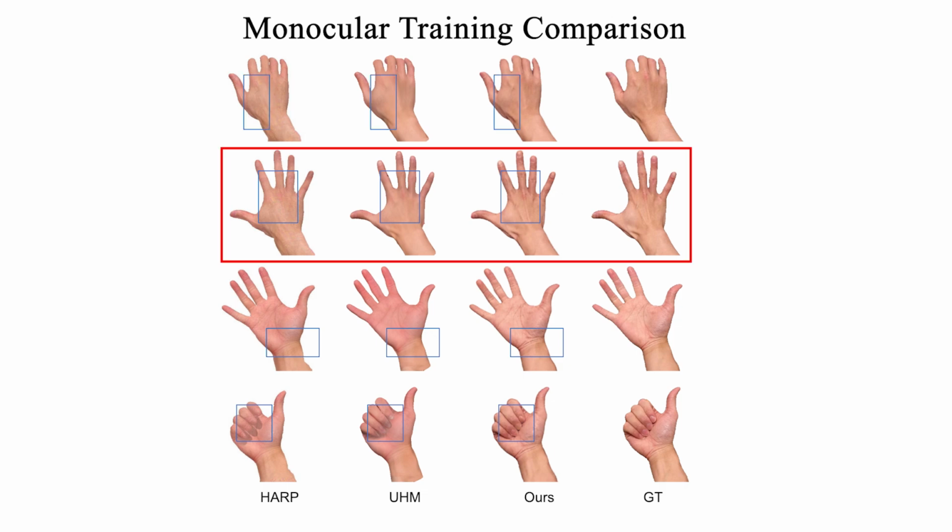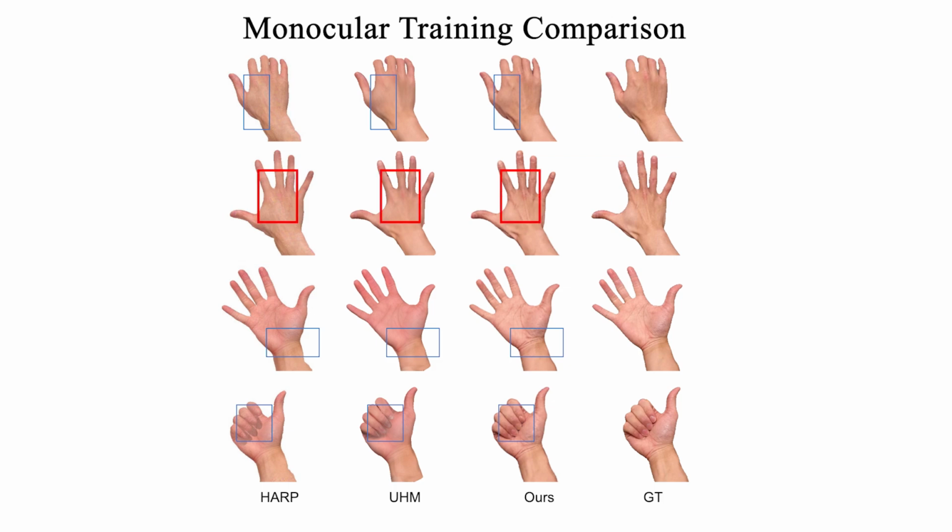The second row illustrates that Gaussian hand effectively captures pose-dependent variations in appearance. Notably, the tendons on the back of the hand become more pronounced in a spread pose, compared to the grasp pose shown in the first row. In contrast, the tendons in HARP and UHM remain blurry, similar to those in the first row.